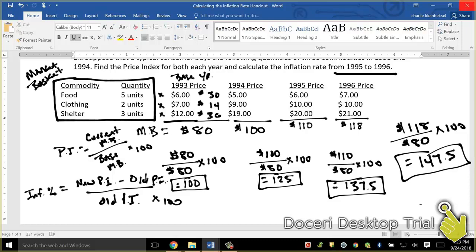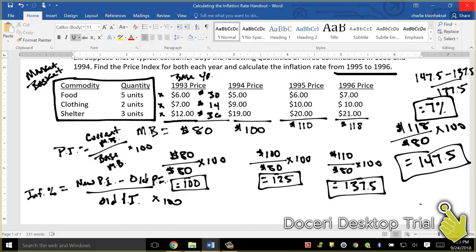Okay? So, I got to plug these numbers in. Okay? And I want to find the inflation rate from 95 to 96. So the numbers that I'm going to plug in there are going to be 147.5 minus 137.5 divided by 137.5 times 100, and my inflation rate ends up being about 7, just over 7%. Squeezing all that stuff in there, sorry.